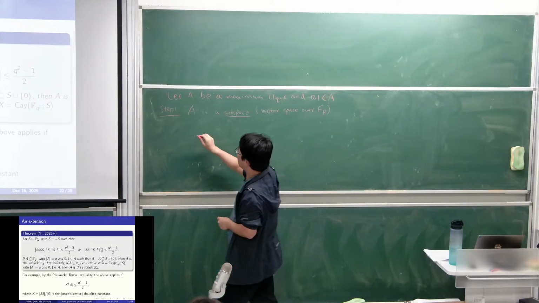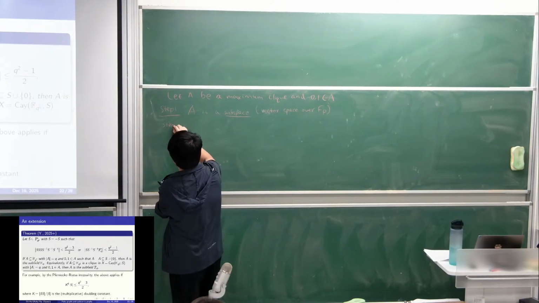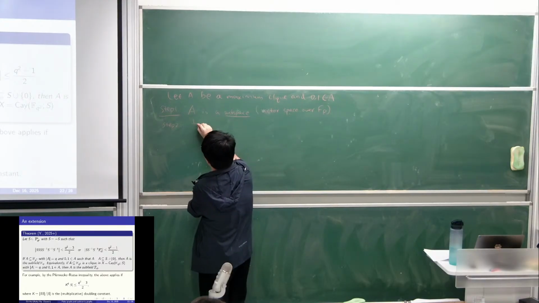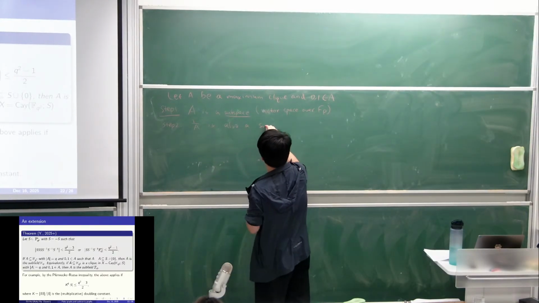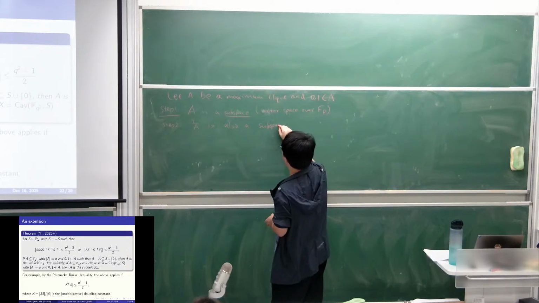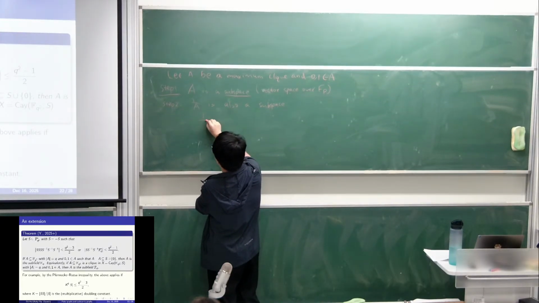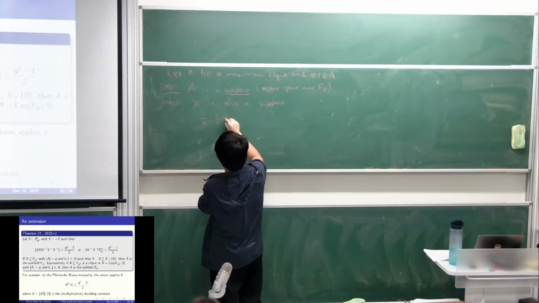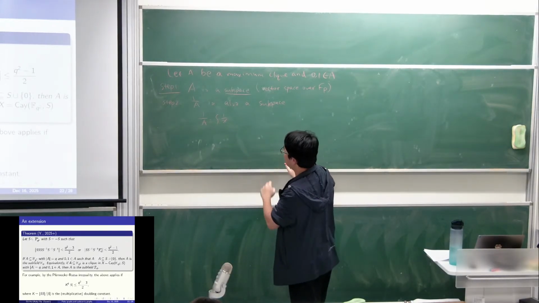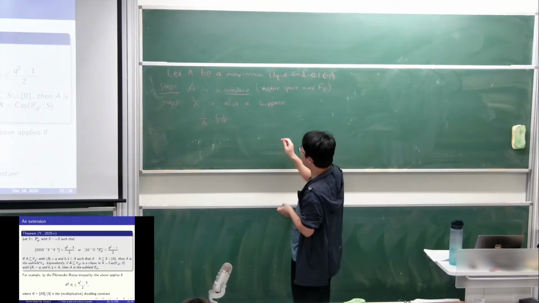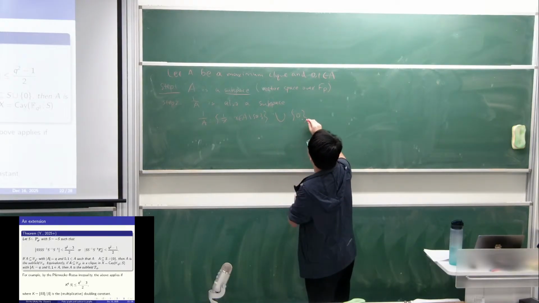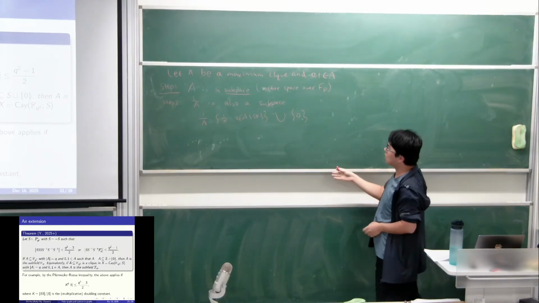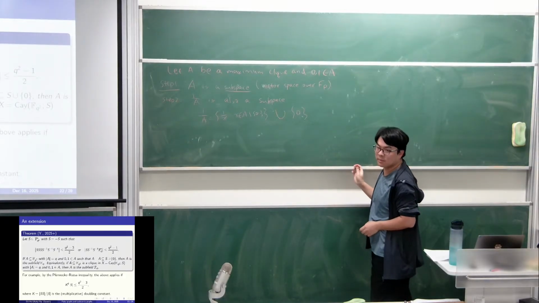Okay, and step 2. I want to show that 1 over A is also a subspace. So here by 1 over A, I mean consider all the reciprocals of non-zero elements, and then I join with 0 because we assume that 0 is in A. Right? So I want to show 1 over A is also a subspace.